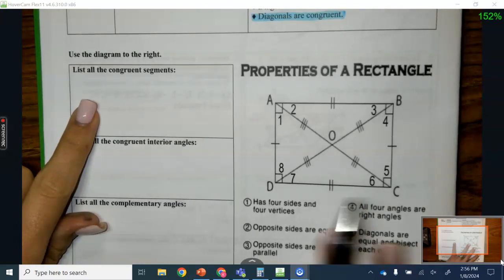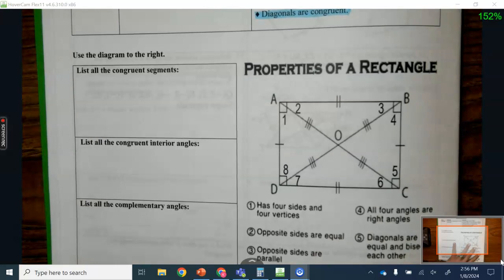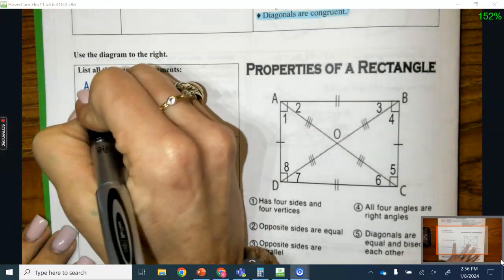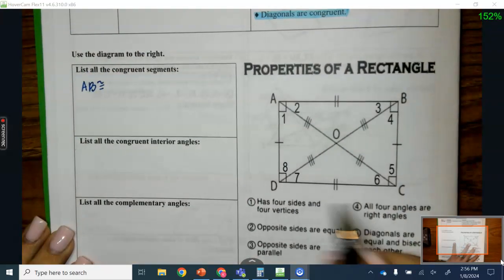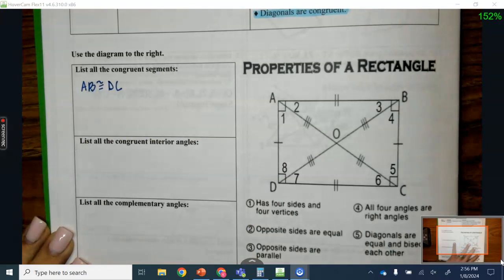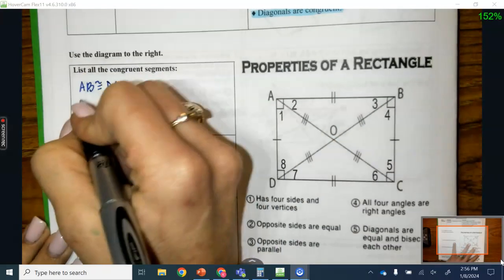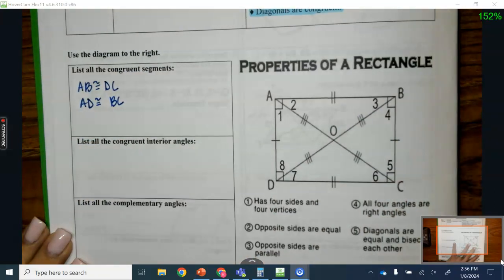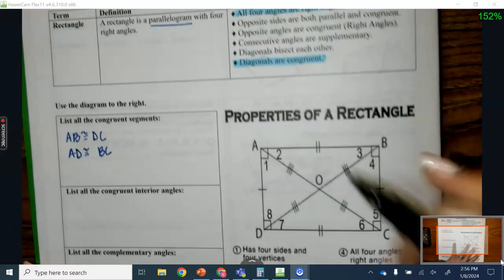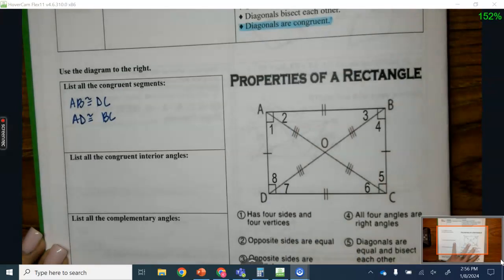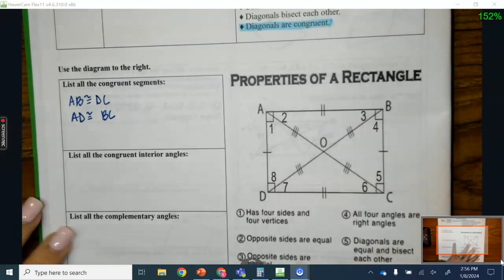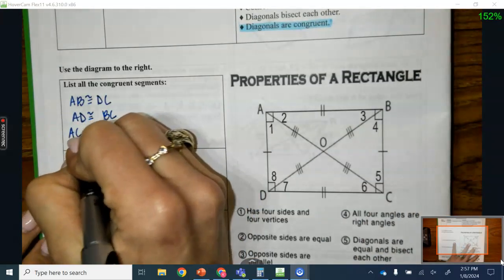Here in this figure below, it says list all the congruent segments, so we can do our opposite sides are congruent. If I start with AB, AB would be congruent to DC, that's the opposite side. And then AD is congruent to BC. Those are my 2 sets of opposite sides. I can do each diagonal, because now diagonals are congruent. So AC is congruent to DB as a whole. Both of the diagonals are now congruent.